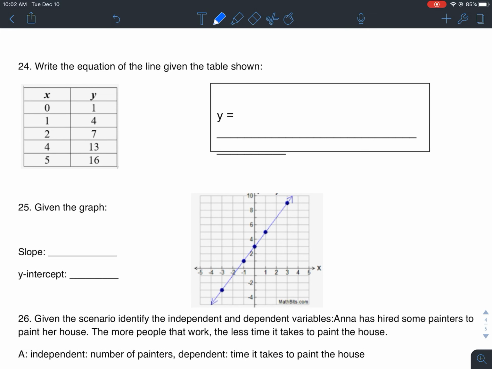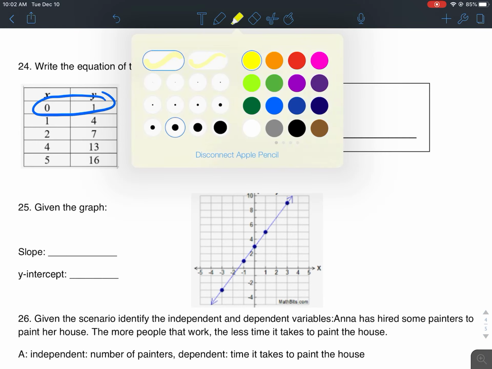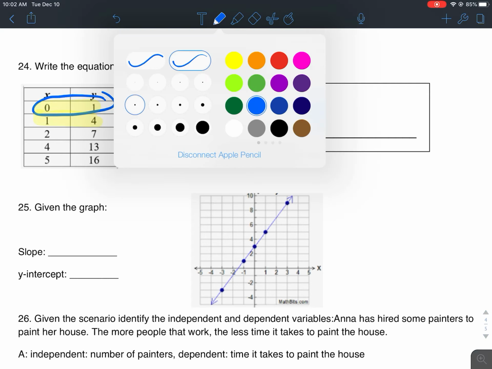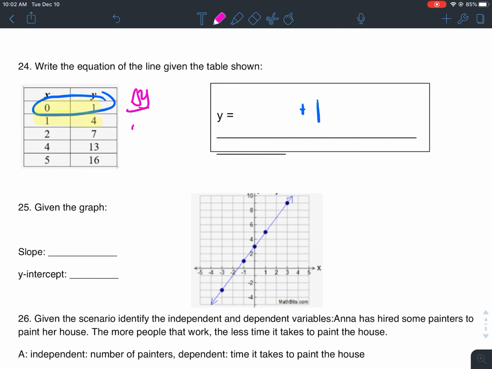Okay, so write an equation given the table. This kind of problem is the one where we first select our y-intercept, which is right here. So that's going to be the first number we put, plus 1. And then we pick 2 ordered pairs. We'll pick these 2 just because they're next to each other. And we do the change of y over change of x. So how much the y is changing, in this case it's 3, over how much the x is changing, which is 1. So it's just going to be 3 over 1x, or you could just do 3, that's fine.